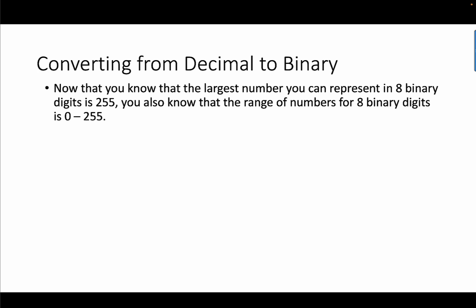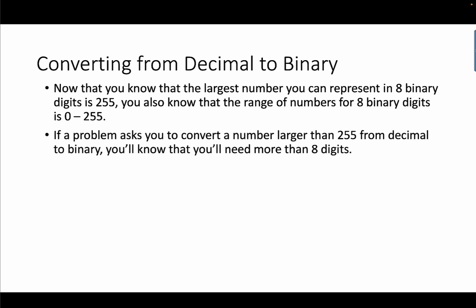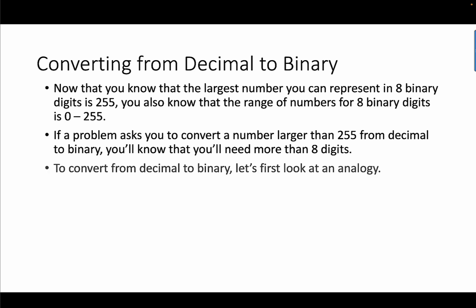So the range of numbers that can be represented in 8 binary digits is 0 to 255. If a problem asks you to convert a number larger than 255 from decimal to binary, you'll know that you need more than 8 digits. To convert from decimal to binary, let's look at an analogy that will make it easier for us to see the process.